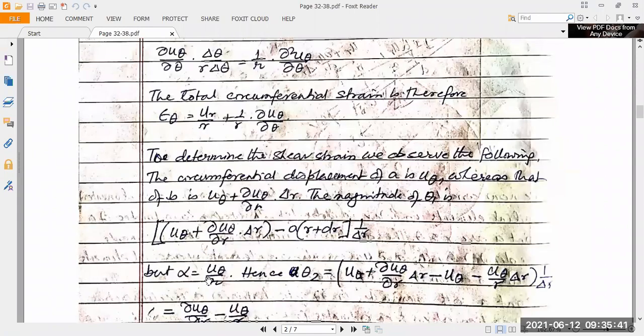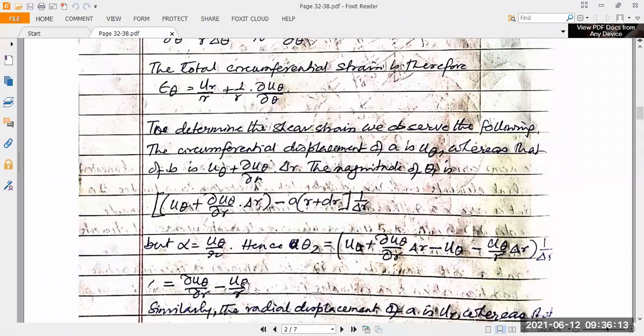But alpha is u_theta divided by r. So if we replace alpha, what will happen? Here u_theta divided by r into delta r, and we have here minus du_theta dr itself. Thus it becomes, this is cancelling each other. This becomes du_theta by dr minus u_theta dr by r itself.